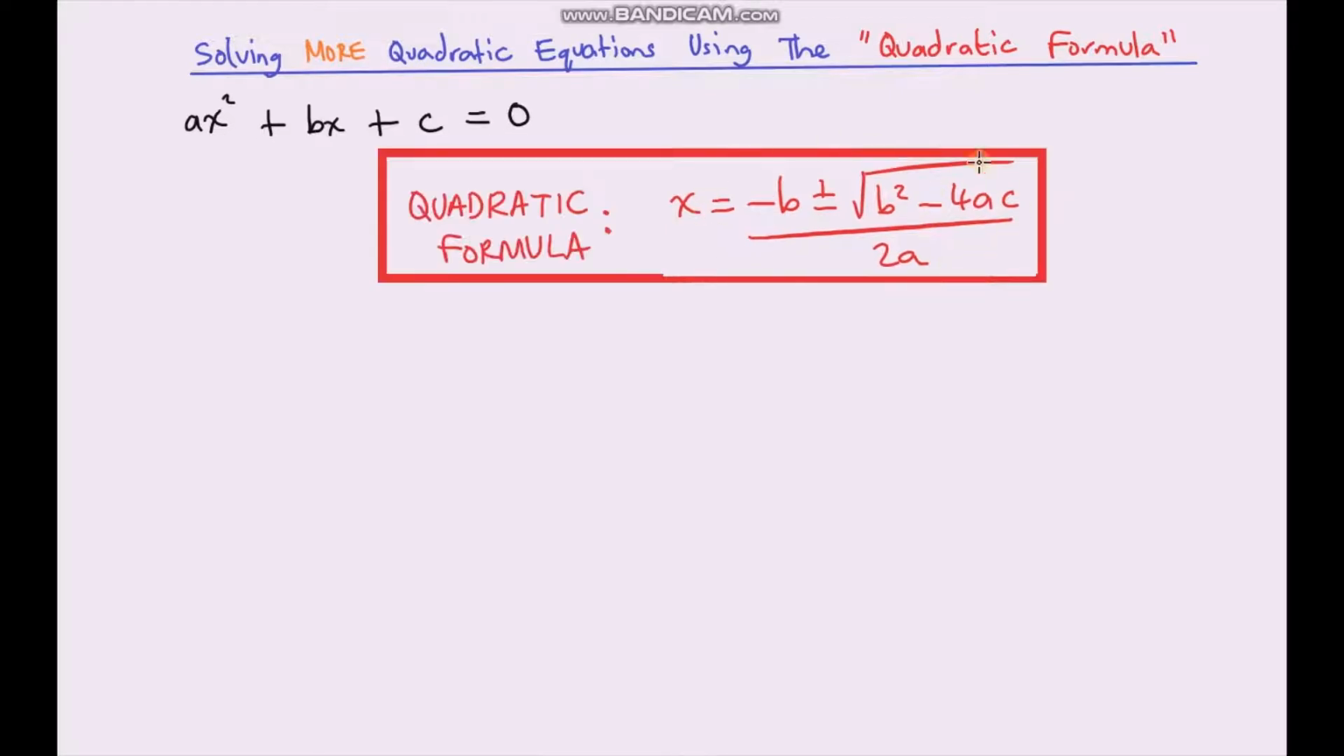Now this formula might seem to you at the moment like a bit of gobbledygook, but all we're doing is taking our values for a, b and c from our quadratic equation that we want to solve, and substituting them into this formula to give us our solutions.